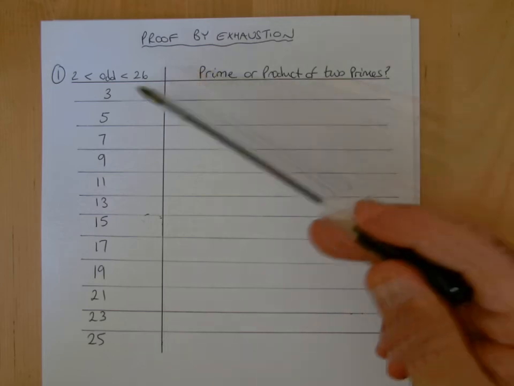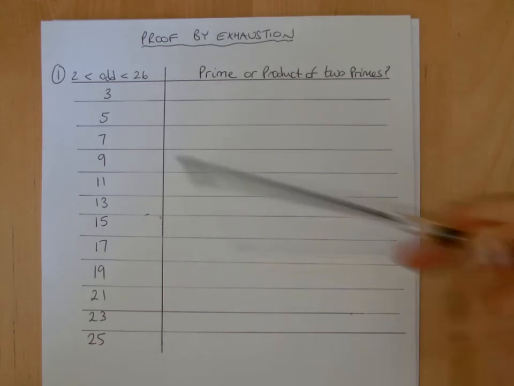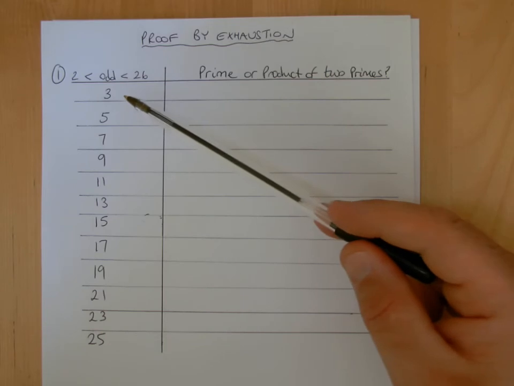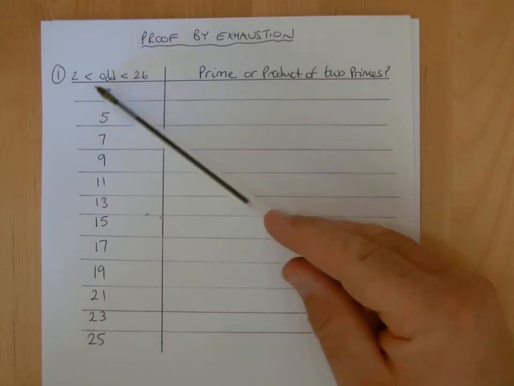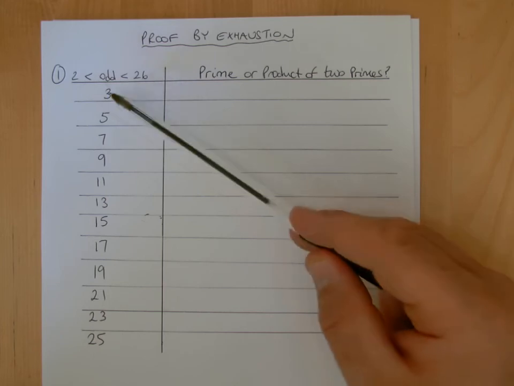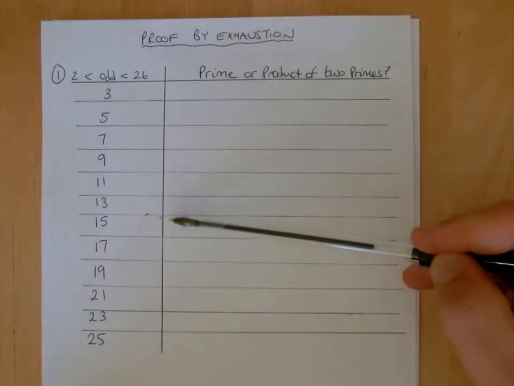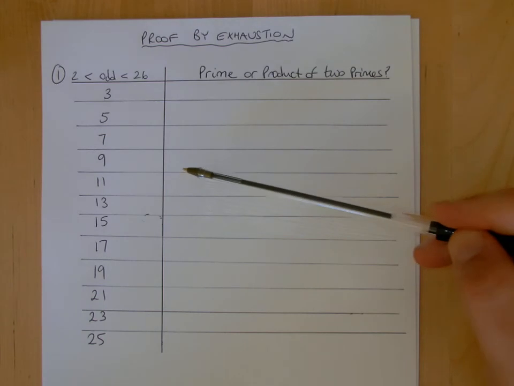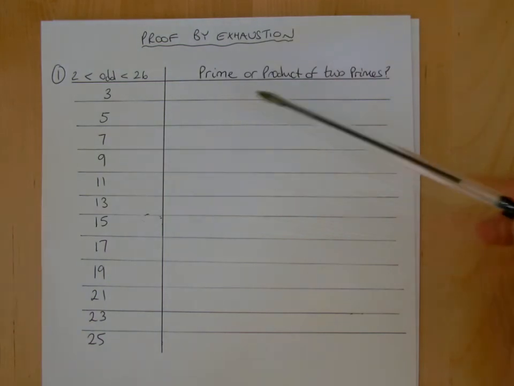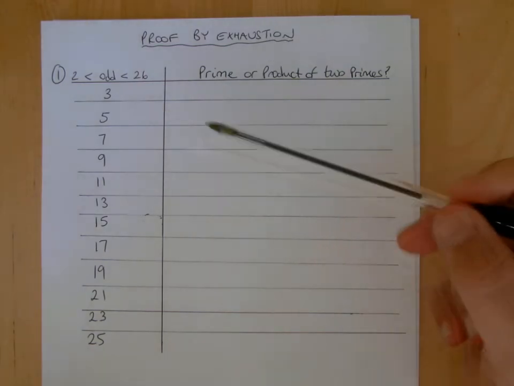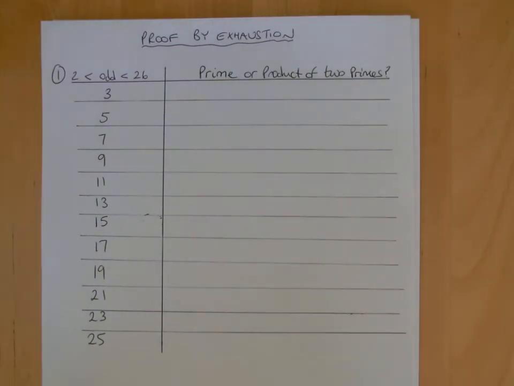Okay, so ideally set up a table, and you can see here I'm looking at the odd integers, of course, which are whole numbers. So the odd integers between 2 and 26 will be these which I've listed. The smallest one will be 3, all the way up to 25, and you just need to go through each one systematically and confirm whether it's prime, or in this case the product of two primes. If you do that for all of them, then you've proved by exhaustion that the odd integers between 2 and 26 are either prime or the product of two primes.